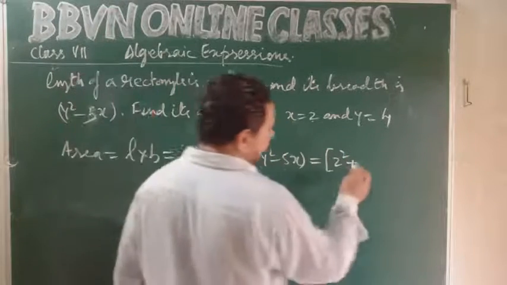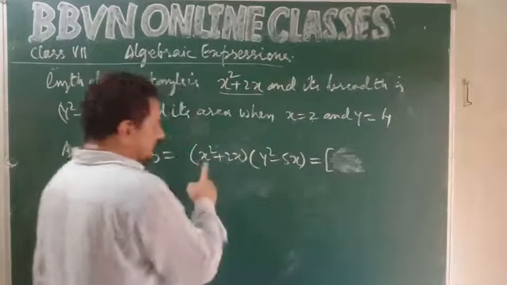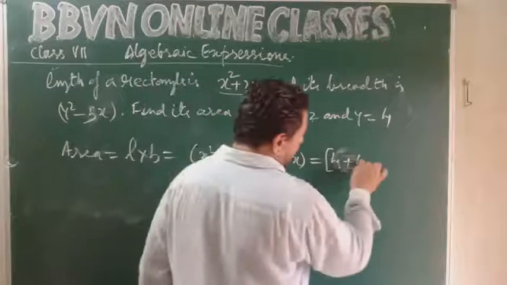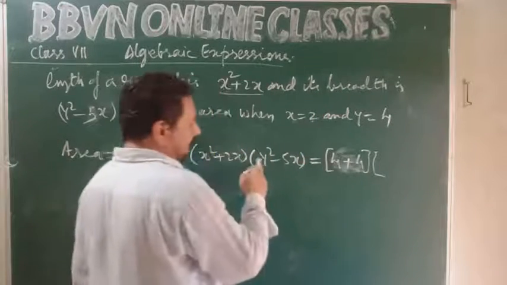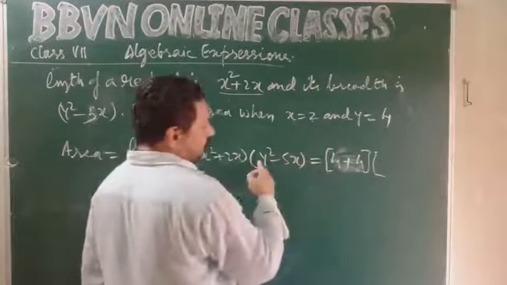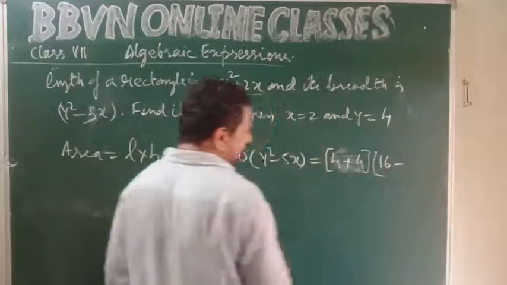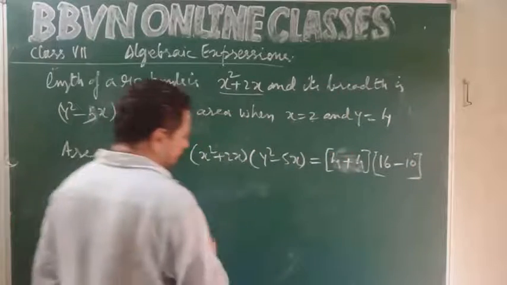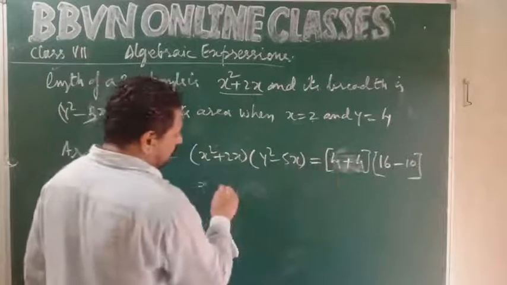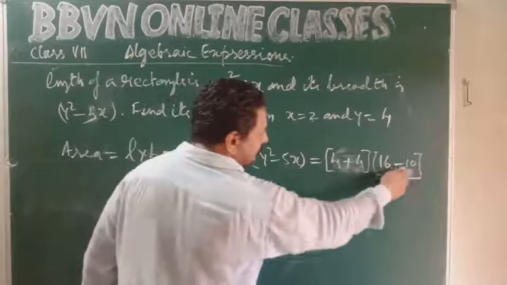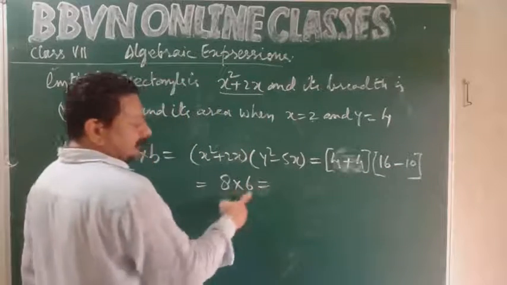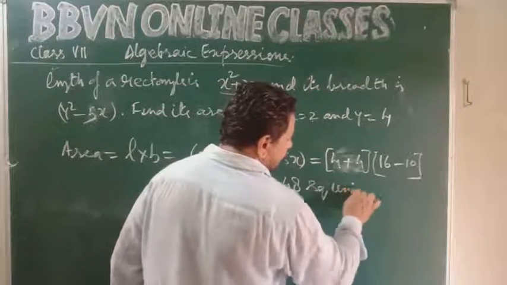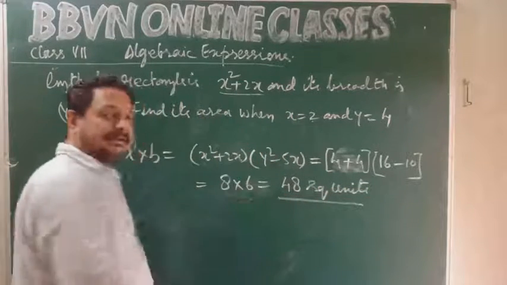plus 2 into 2. Directly write the answer. 2 square is 4 plus 2 into 2, 4 multiplied by y square. What is y? 4. 4 square is 16 minus x is 2. 5 into 2, 10. 4 plus 4, 8 multiplied by 16 minus 10, 6. 8 into 6, 48 square units. Square units because it is area.